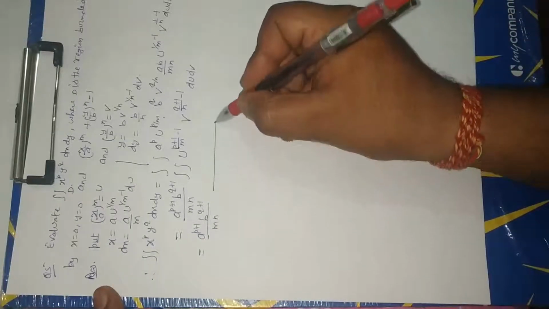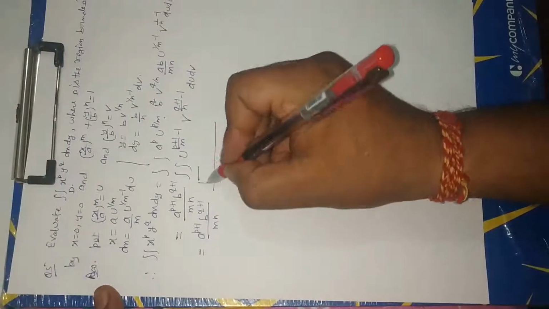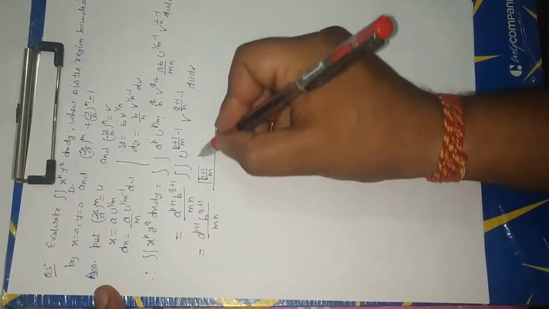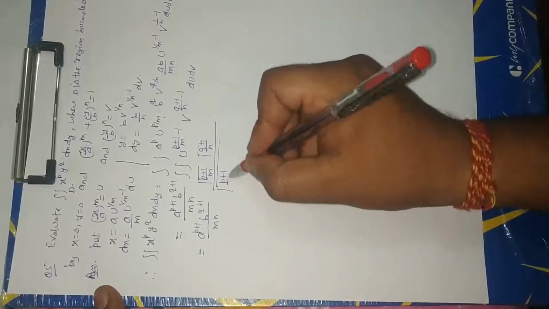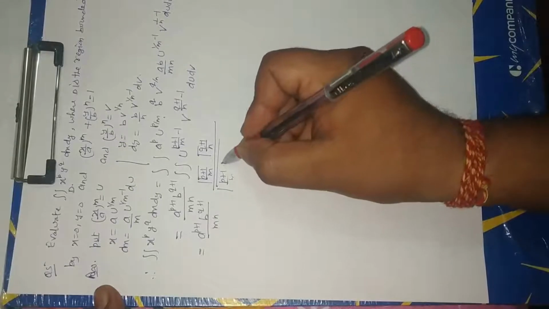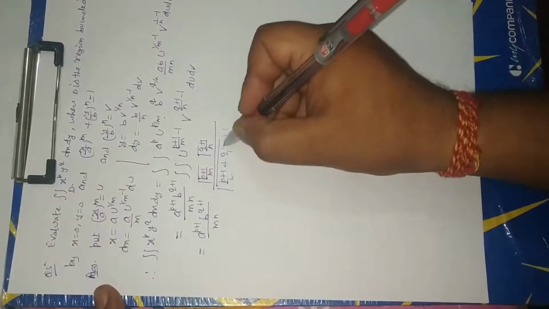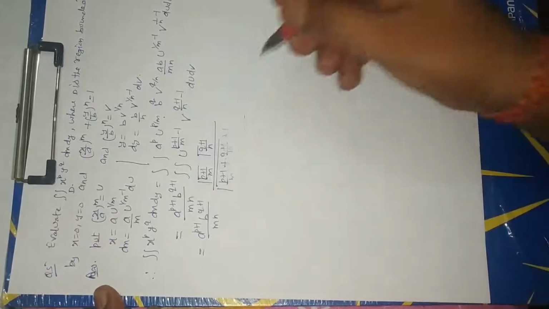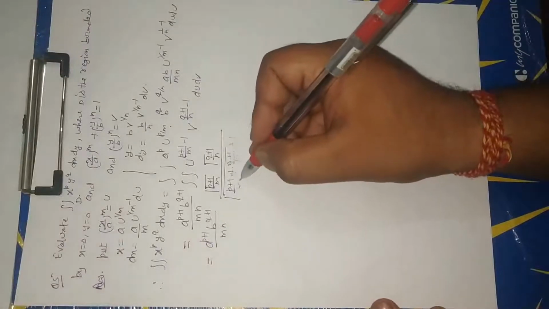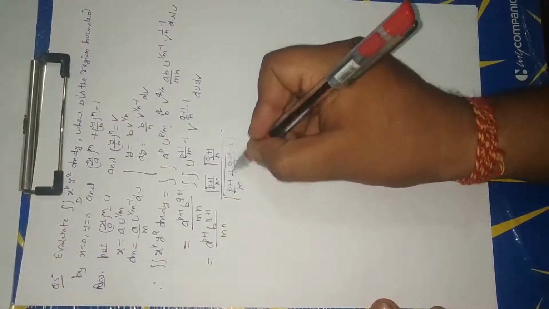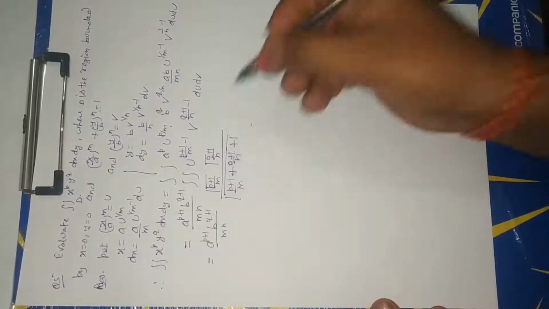Now using the Dirichlet integral, we get the value a to the power p plus 1 b to the power q plus 1 upon mn, gamma (p plus 1 upon m) gamma (q plus 1 upon n) upon gamma (p plus 1 upon m plus q plus 1 upon n plus 1).